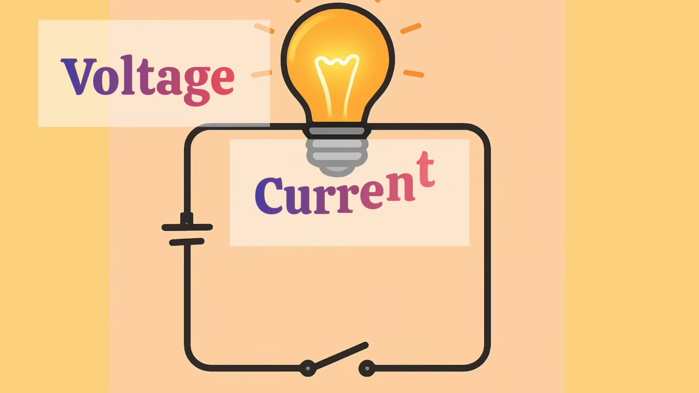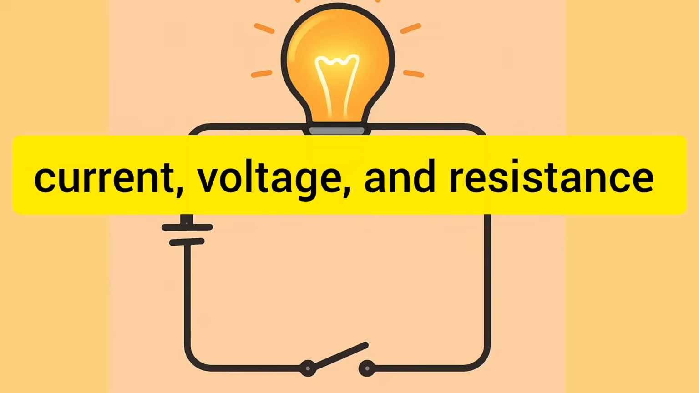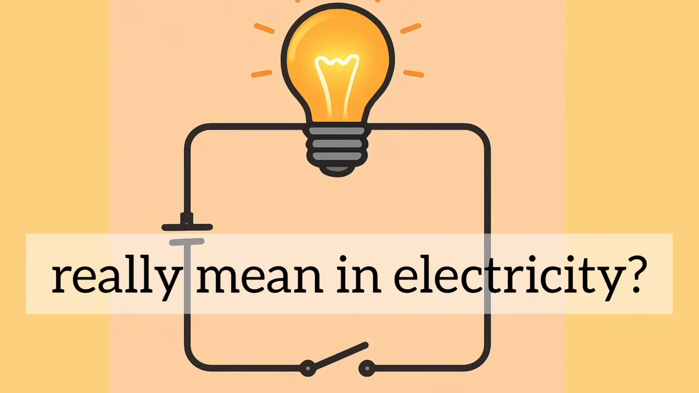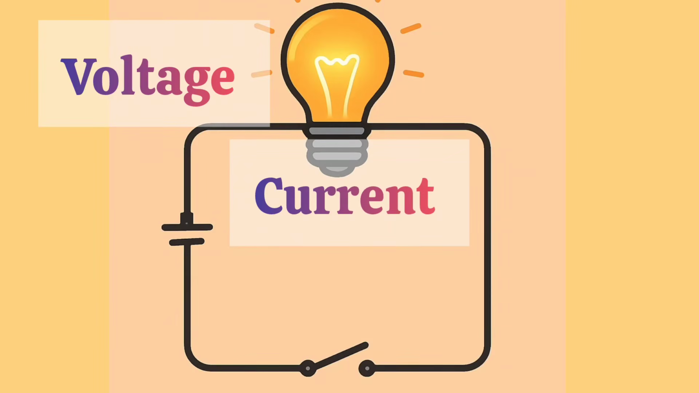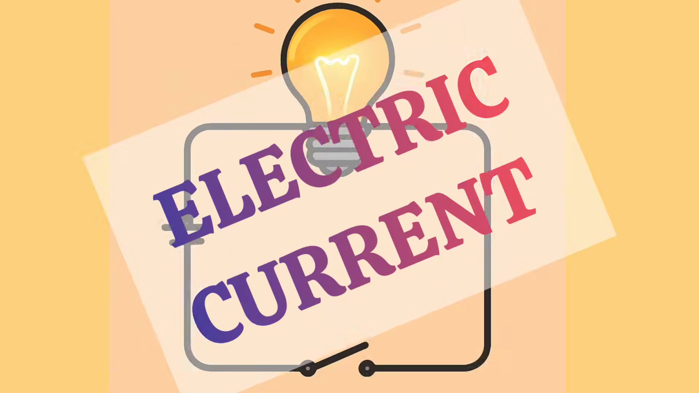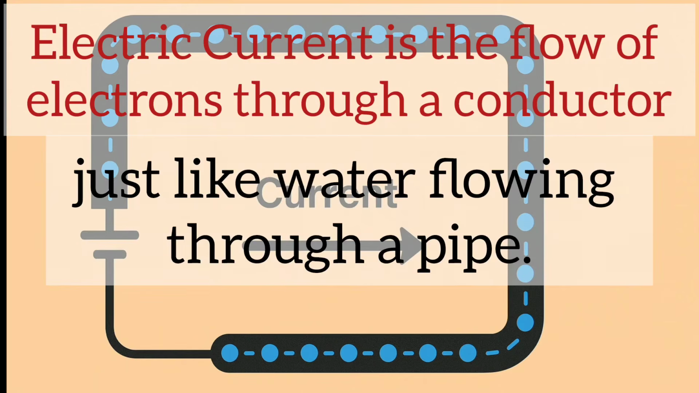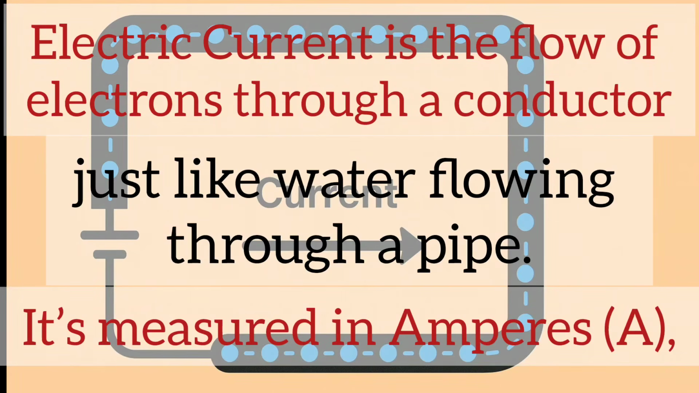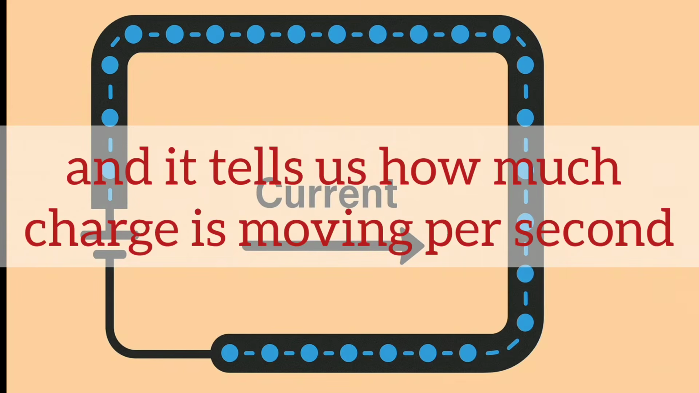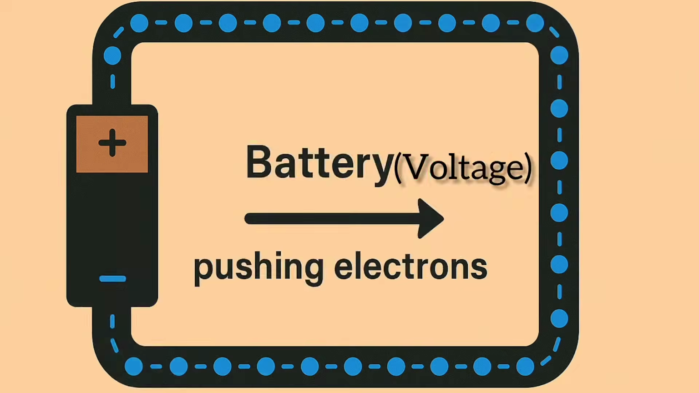Have you ever wondered what current, voltage, and resistance really mean in electricity? Let's understand these three basic terms in the simplest way. Electric current is the flow of electrons through a conductor, just like water flowing through a pipe. It's measured in amperes (A), and it tells us how much charge is moving per second.